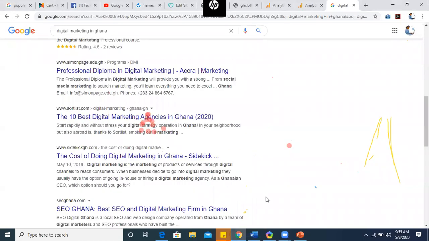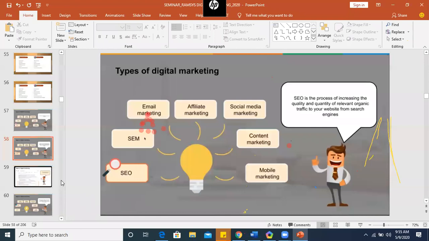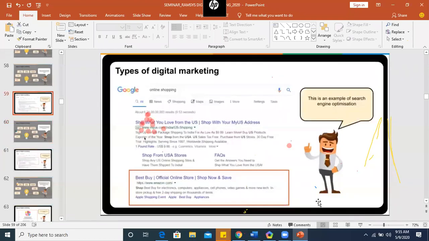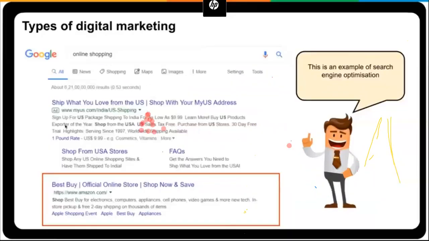So what I was trying to do is very simple. I was trying to do something like this. If you look at this, "ship what you love from," online shipping, you see that there's an ad attached to this particular ranking, www.myus.com. You see that there's an ad attached to it.